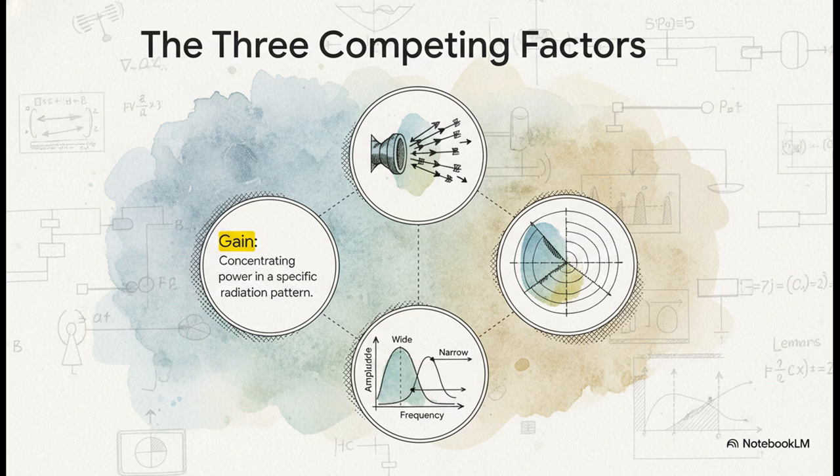The big challenge is you can almost never max out all three at once. If you push really hard for high gain, you're probably going to end up with a really narrow bandwidth. It's a constant give and take.